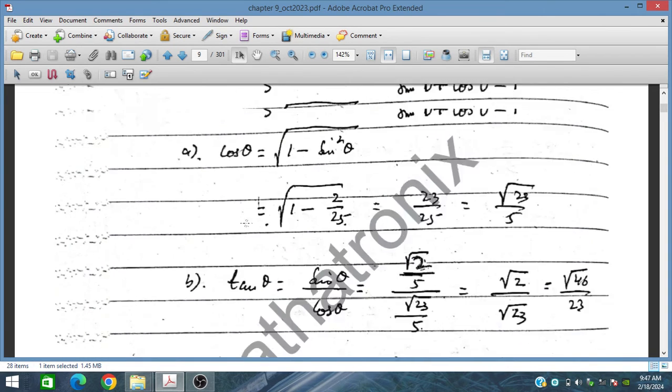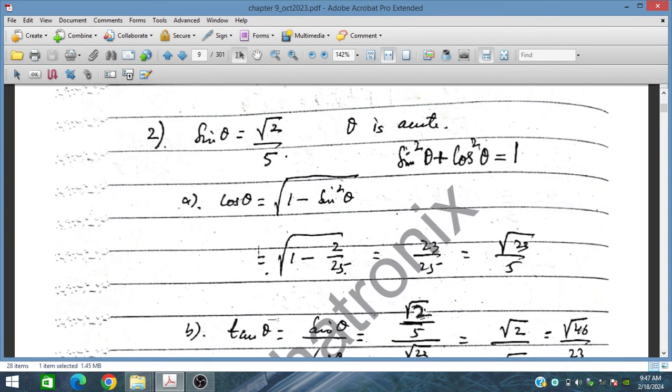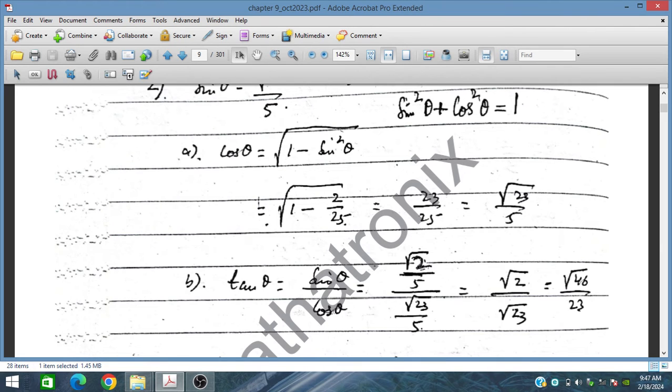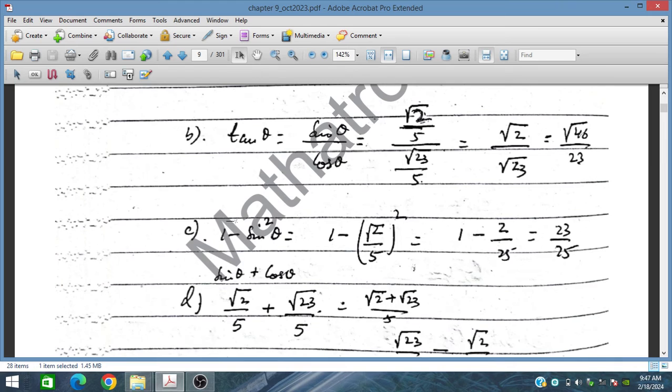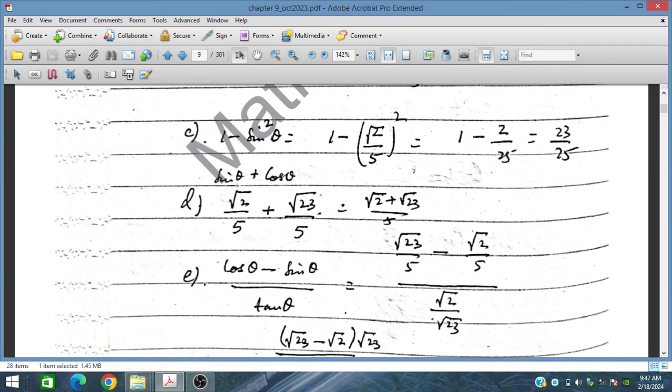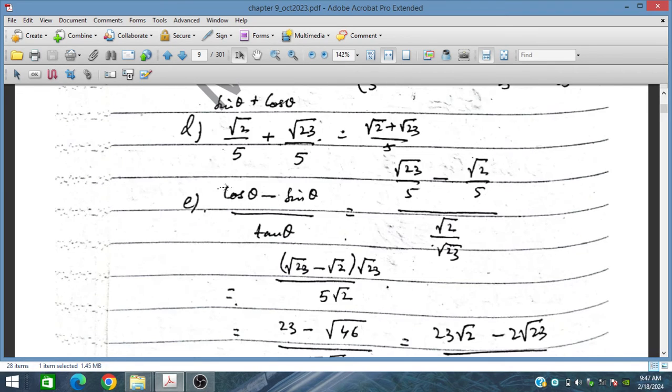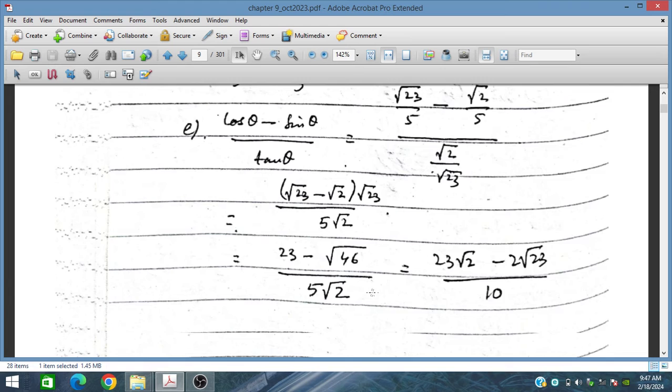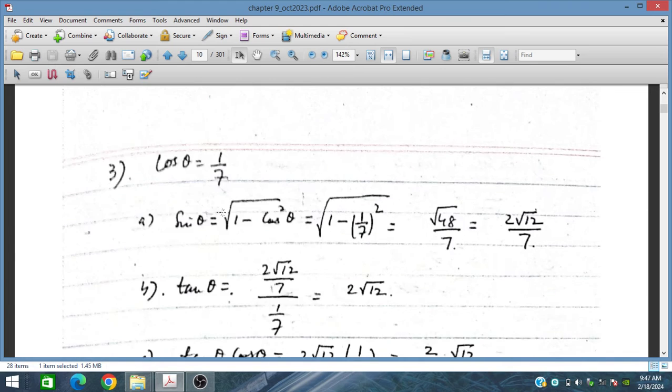Similarly, tangent theta: sine theta and cos theta are given. Tangent theta can be obtained as sine theta upon cos theta. This is placed here and we have obtained this. 1 minus sine square theta, we have obtained this. Similarly, sine theta plus cos theta, in place of this and this, we have obtained this. Cos theta minus sine theta, we're just placing values, plugging in and simplifying it.